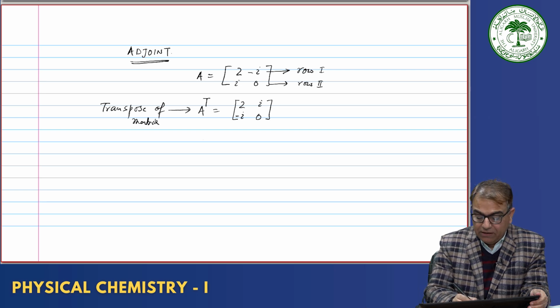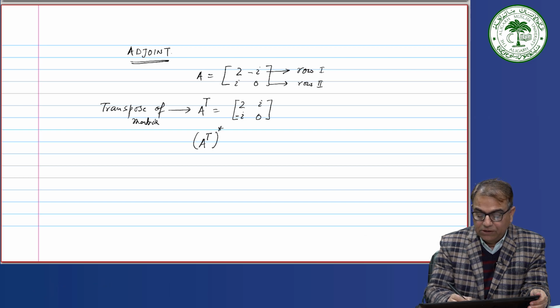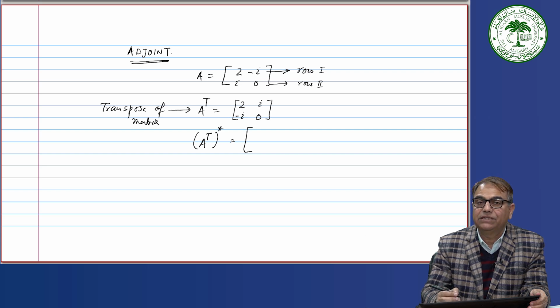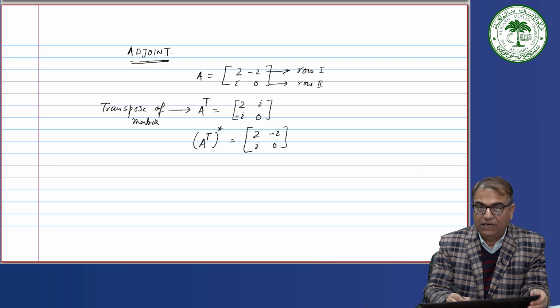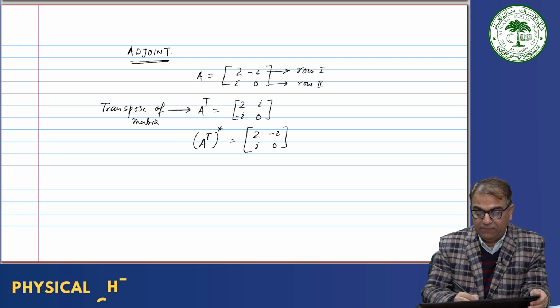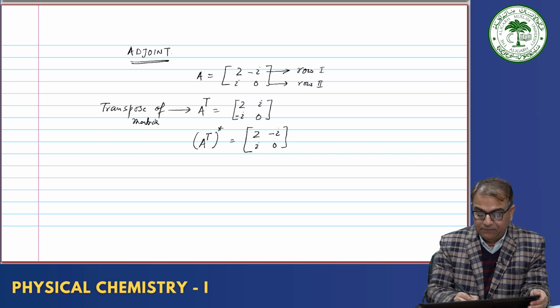And if you take the conjugate of this transpose, how do you write conjugate? You know you change the sign of i. So it will be 2, minus i, and 0. Here you do not have any i, it is 2, so it will remain as such. Here you have i, so it will be minus i, and here you have minus i, so it will become i. This is the transpose of the matrix, and this is called the adjoint.